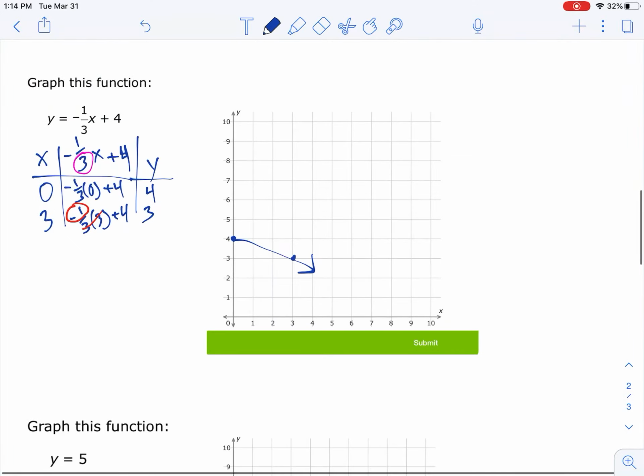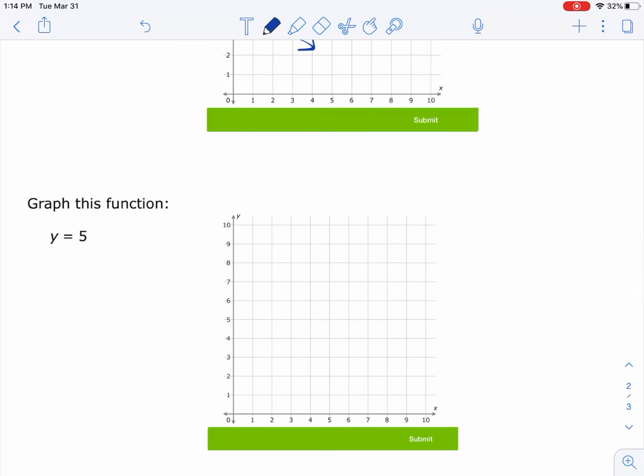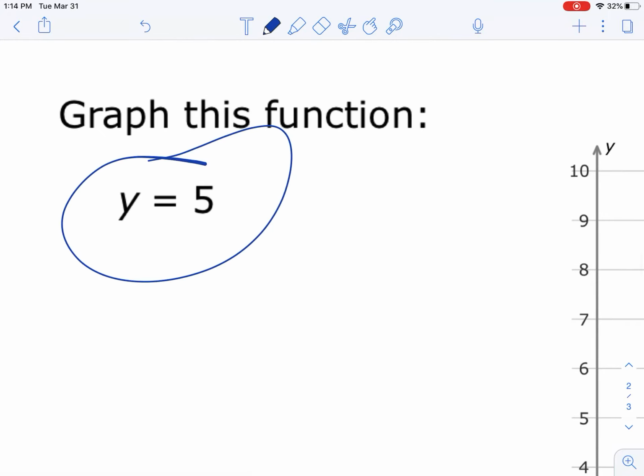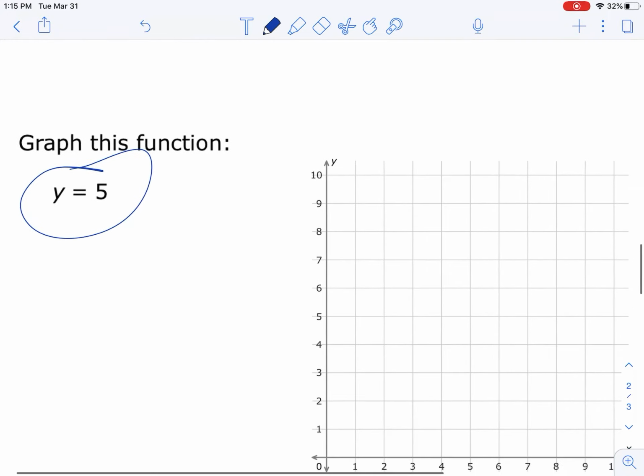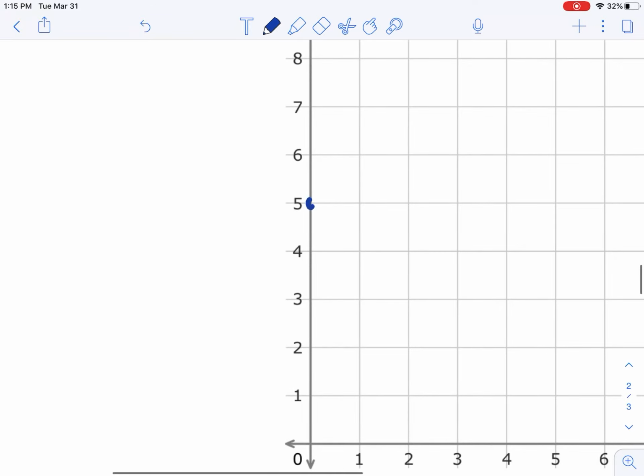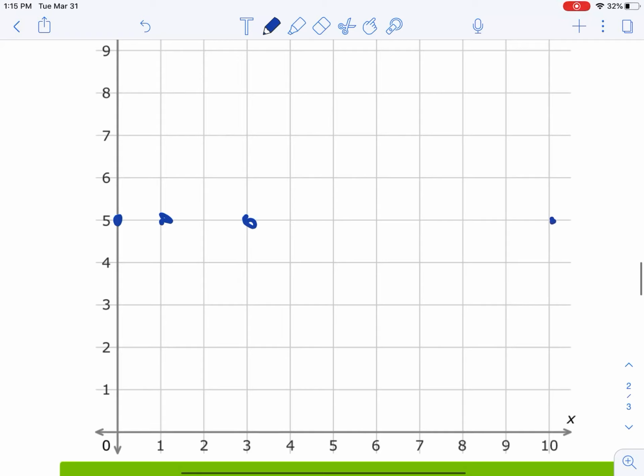Okay. All right, now the last one I want to show you, I know these ones have been kind of tricky. If you just have y equals 5, that means that y equals 5. So right here, y equals 5. Right here, y equals 5. Y equals 5 way over here. So if you do that, you're going to get just a straight horizontal line.